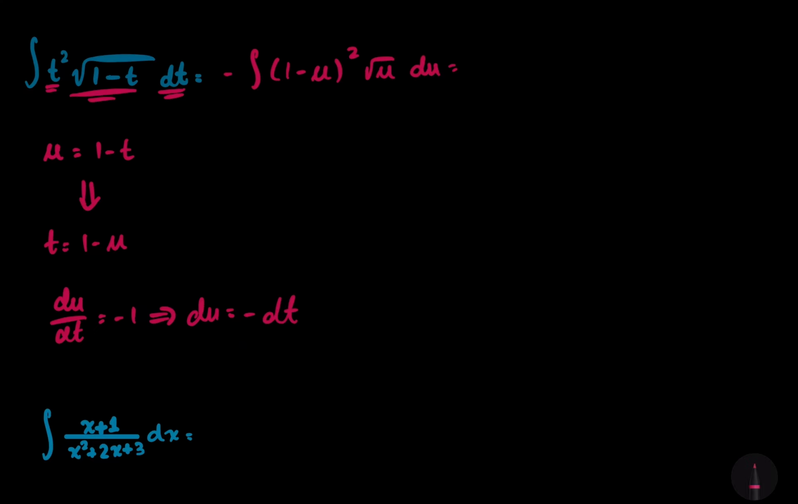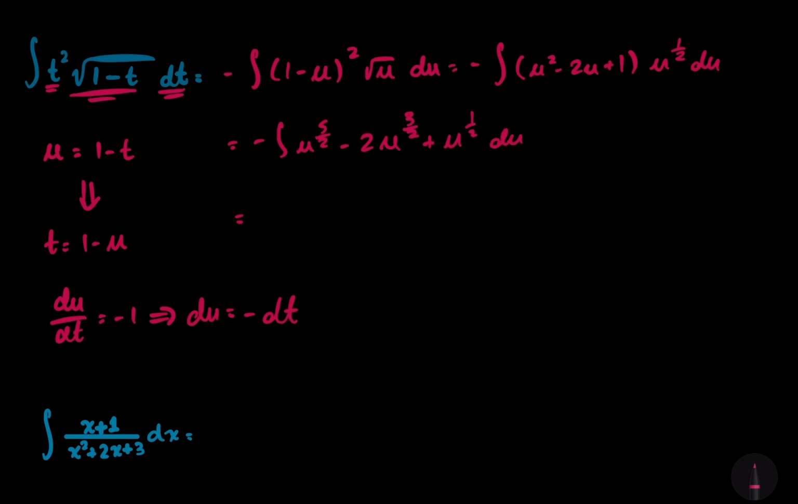So the next thing we can do is expand out this 1 minus u squared. So we get negative integral of u squared minus 2u plus 1 times u to the 1/2. I'm going to write it as u to the 1/2 just to make it look a little bit easier when we're doing the reverse power rule. So this becomes the negative integral of, we can just expand everything now. u squared times u to the 1/2 is just going to be u to the 5/2. Negative 2u times u to the 1/2 is just going to be u to the 3/2. And then plus 1 times u to the 1/2 du.